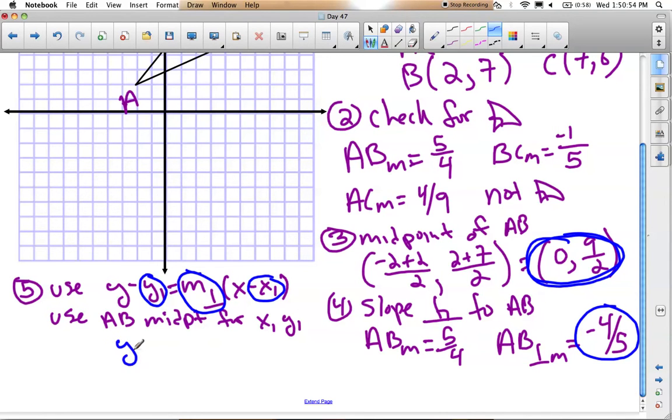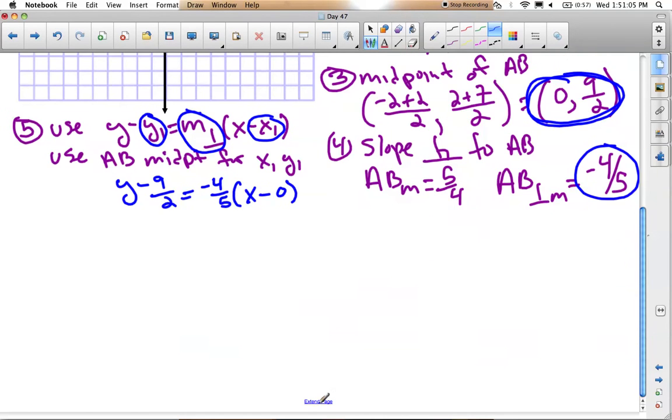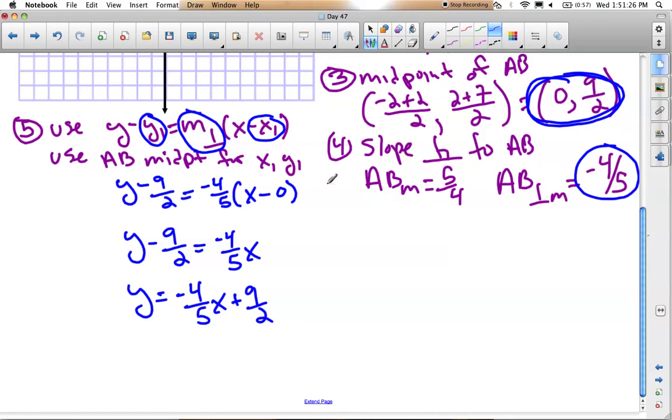So it's y minus 9 over 2 equals -4 over 5 times x minus 0. So simplify. Y minus 9 over 2 equals -4 over 5x. So y equals -4 over 5x plus 9 over 2. Not done, Tequila. We have a lot to do now.